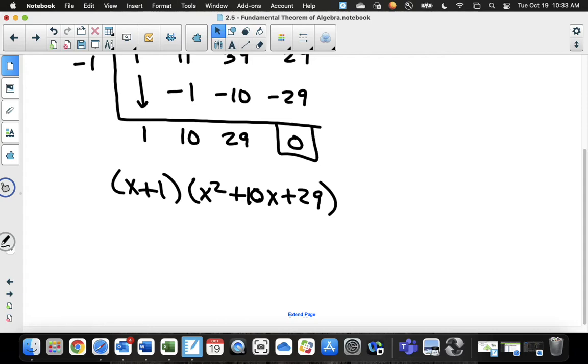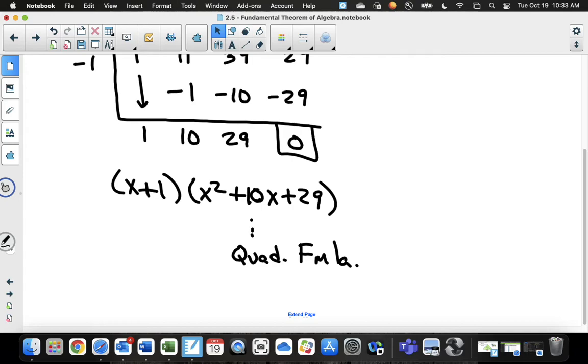Which means, Preston, I heard you say it, at this point you'd have to do the quadratic formula to find those last two zeros, which might be real, they might be imaginary. Depends on what you get in the quadratic formula. But the idea here is, now you go to the quadratic formula and find your last two zeros.